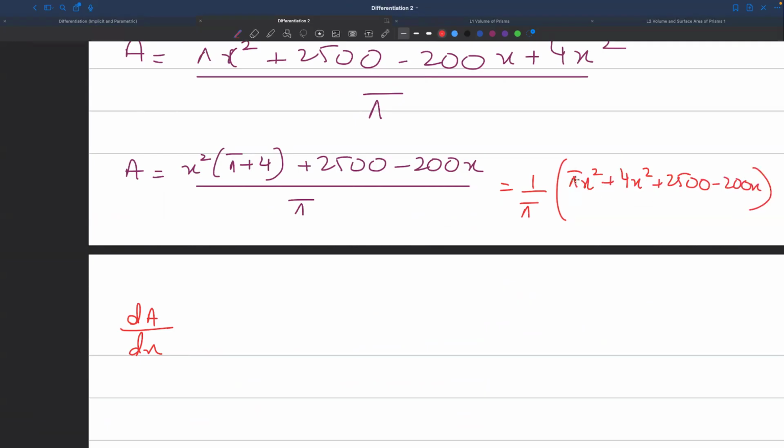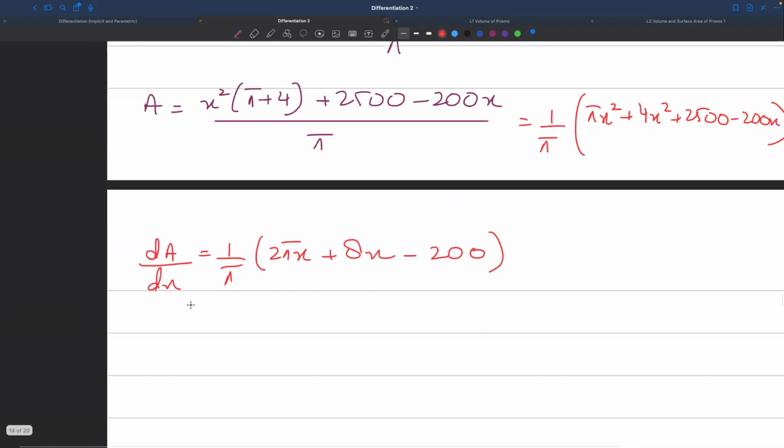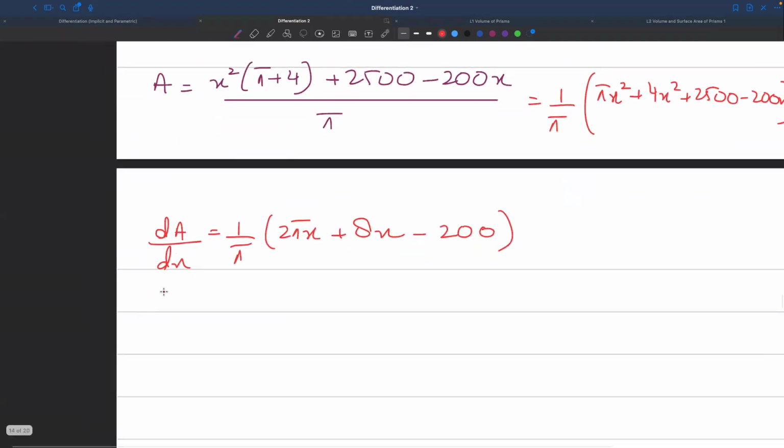Now, when I differentiate pi x square, what will it become? 2 pi x plus 8x, 2500 will become 0, and this will become minus 200, right? Because it's a stationary value, I will write it equal to 0. When I write it equal to 0 and pi multiplies, pi will disappear. So I will only have this remaining.